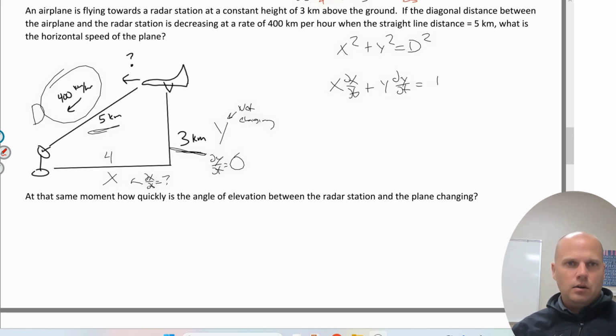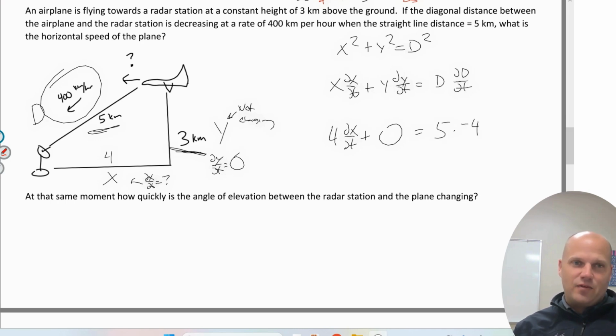This is how the x, y, and d, their changes are related to each other. We have 4 times dx/dt, which I'm trying to find. We have 3 times 0, because the y distance is not changing. We have 5 times dd/dt, which is negative 400. Now, sometimes you don't pay attention to that.